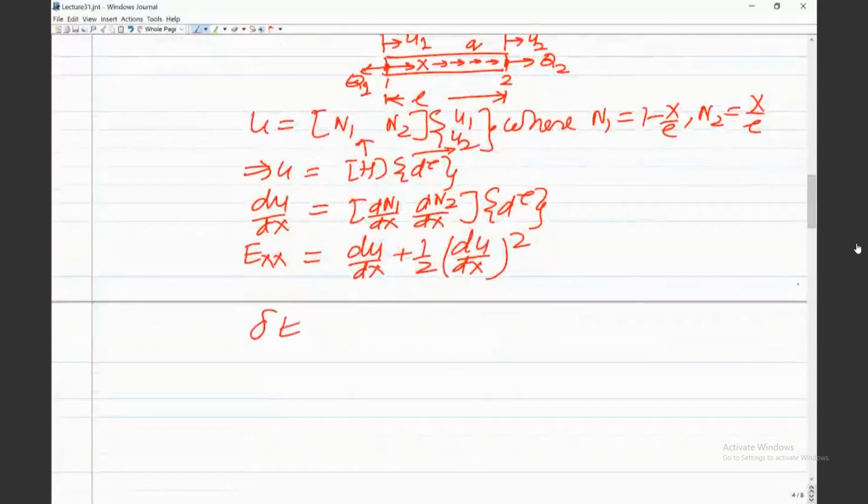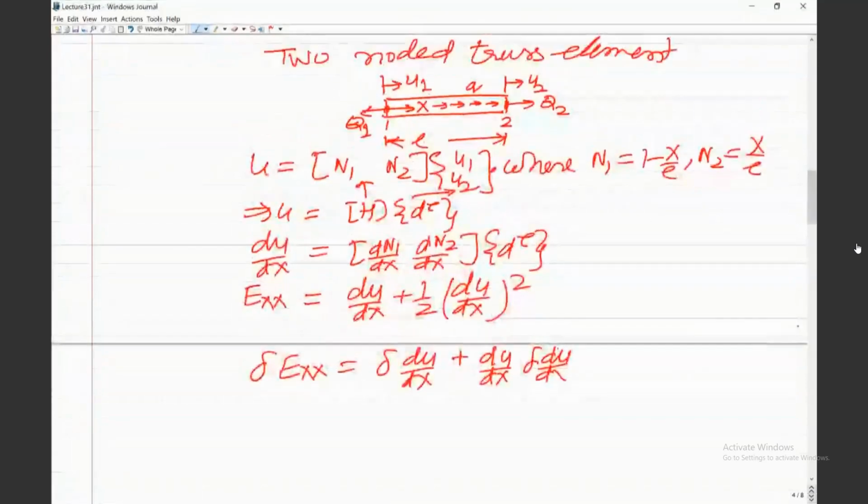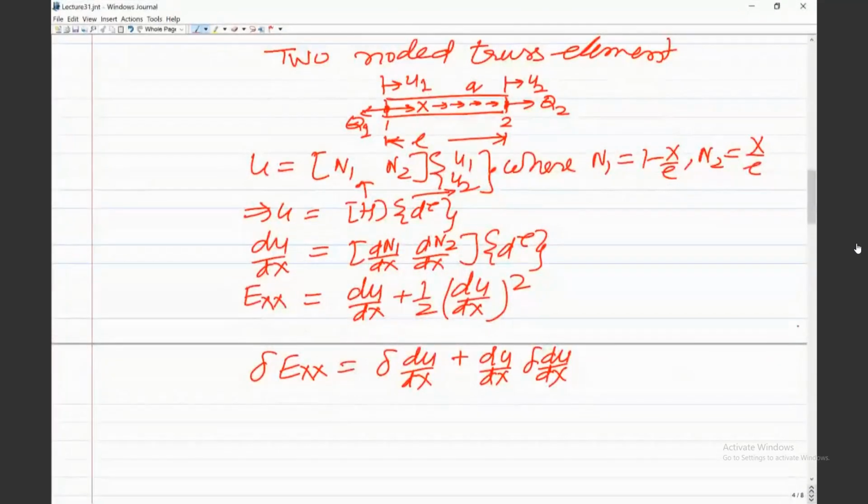Now if you look at the variation of this Exx, delta of Exx would be delta of du by dx, plus the second term: du by dx into delta of du by dx into 2. So the 2 and the half will cancel, and we will get du by dx into delta of du by dx. So we will get this term.